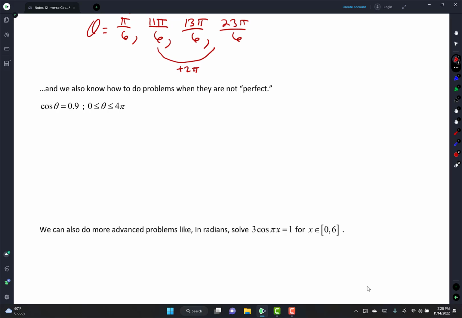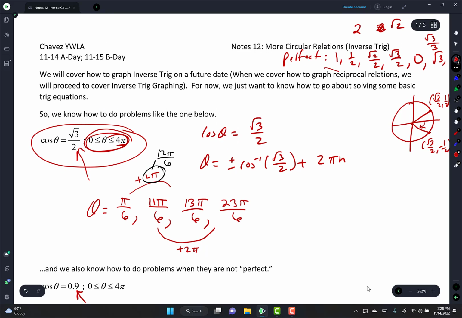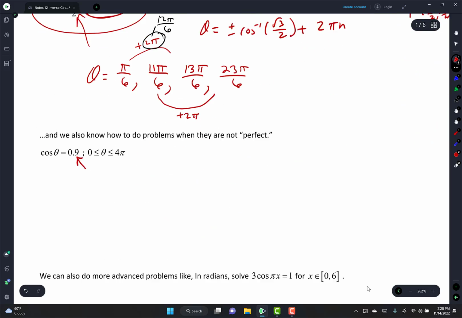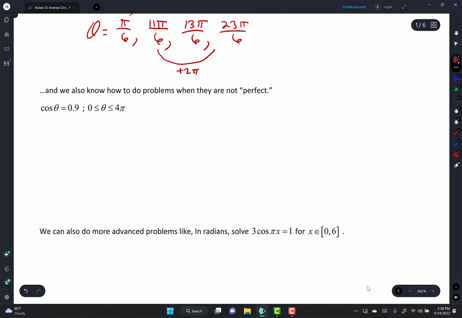All right, here we go. Notice this one does not have a perfect coordinate. I guess all coordinates are beautiful, so I shouldn't say that 0.9 is not a perfect coordinate. But what I mean by perfect, I mean it's not one of these. It's not going to be one of your special angles. I'm not saying that 0.9 is hideous, because it's not. It's a pretty number.